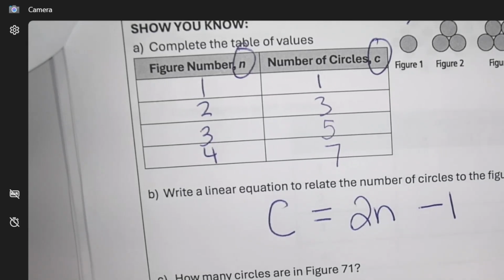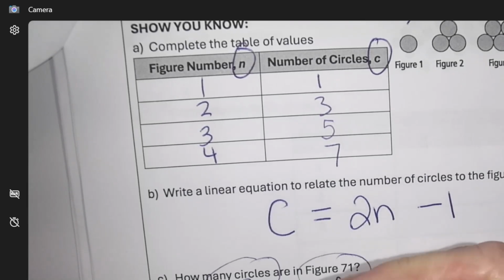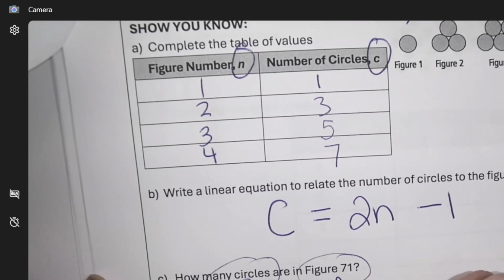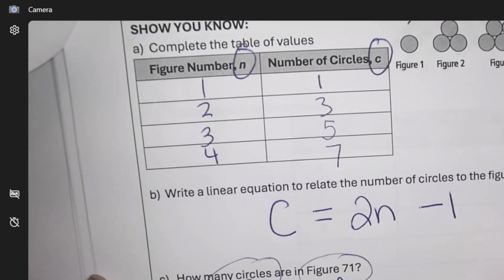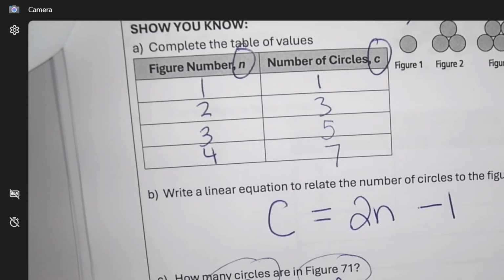Okay, how many circles are there in figure 71? So which letter is the 71 going to go for? The N. So I need you to write 2 times 71. You're replacing the N. Okay? So you can use your calculator. 2 times 71. Why do you need your calculator? 142.